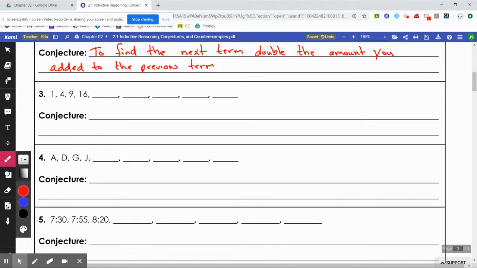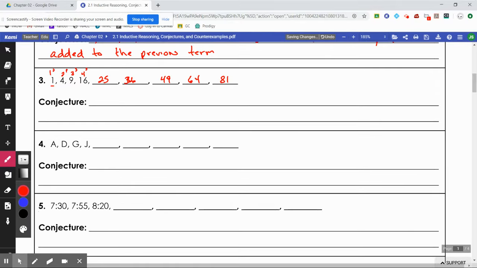1, 4, 9, 16. Now this is a sequence that gives a lot of people fits, but once you see it, it's hard not to see it the next time. 1, oh, that's 1 times 1. 4 is 2 times 2. 9 is 3 times 3. 16 is 4 times 4. These are all your perfect squares. So 5 times 5 is 25, 6 times 6 would be 36. 7 times 7, 49. 8 times 8, 64. 9 times 9 is 81.